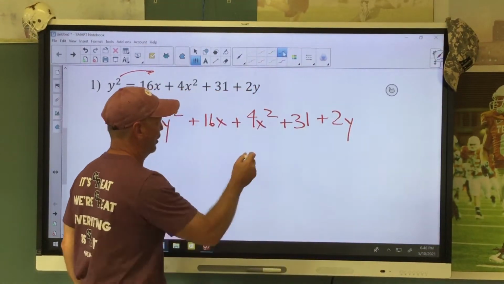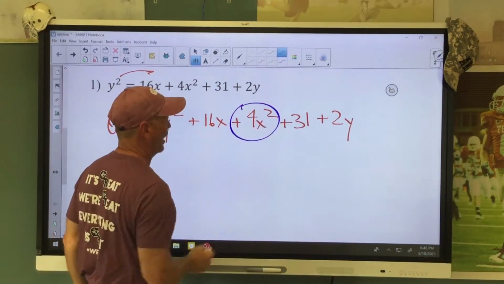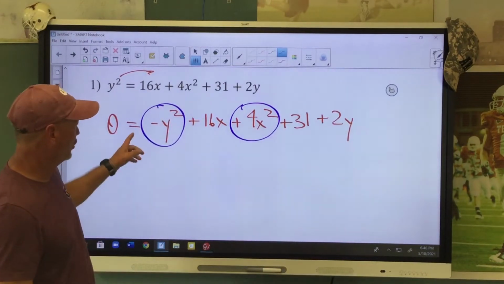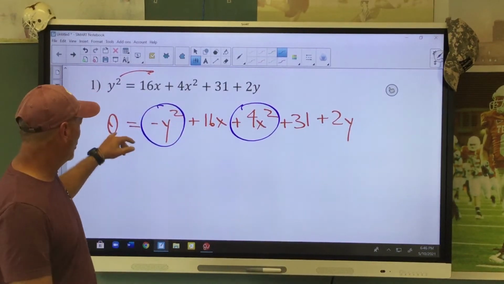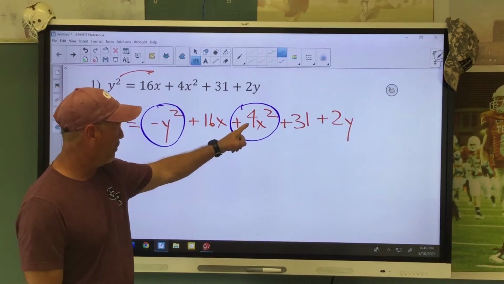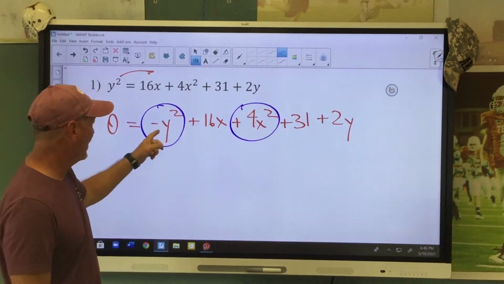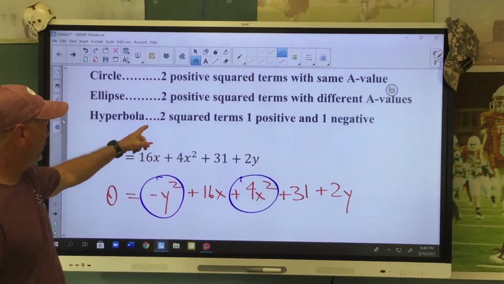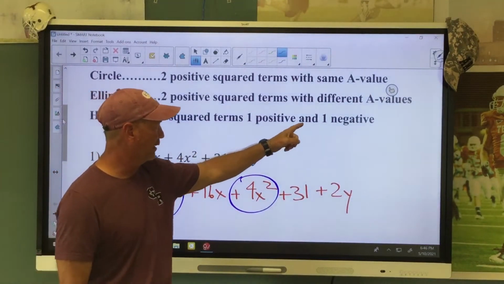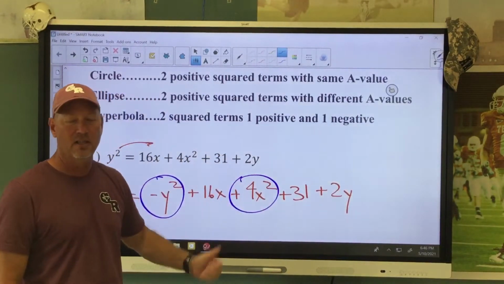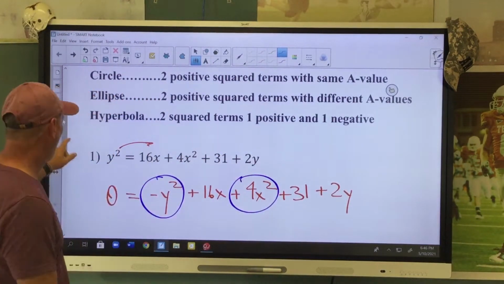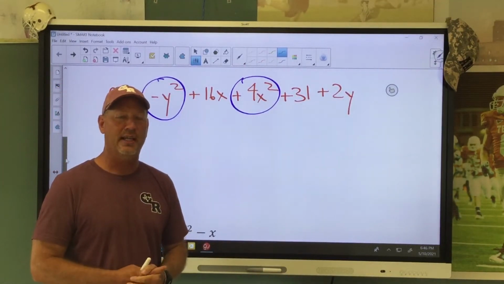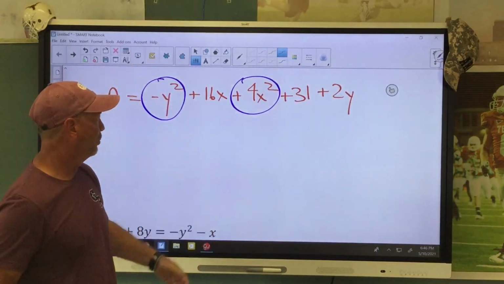We need to focus on x squared, y squared. So when you have everything on one side of the equation, I have a positive 4x squared and I have a negative y squared. According to the rules, two squared terms, one's positive, one's negative. This would be a hyperbola. Now, once you identify it, then you have a very good idea of what your final answer should look like in standard form. So we would complete the square.